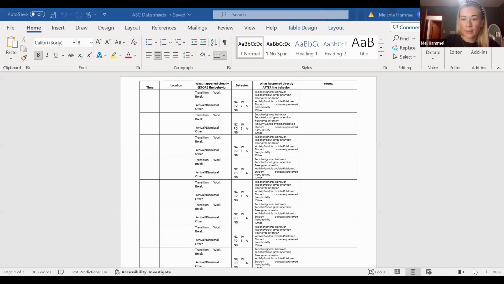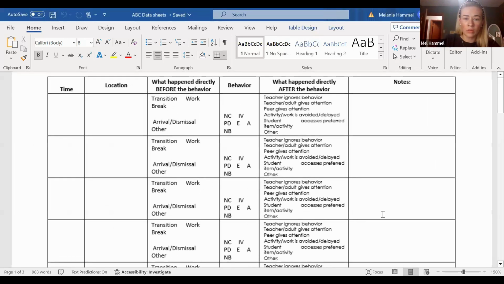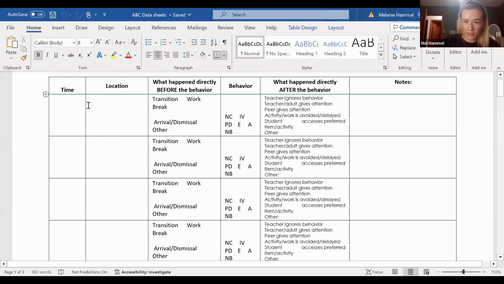So if I'm ever working with the public schools, it looks the same. So we have that before, so that antecedent, the behavior, and the consequence. But this is a little bit more fill in the blank. So we had a transition, work was presented, they were on a break. It was arrival or dismissal or other. So you can just kind of make a note of what the activity was.